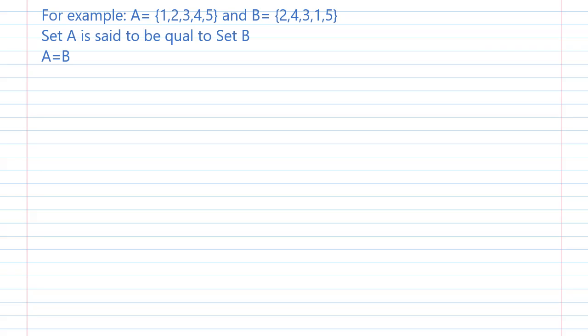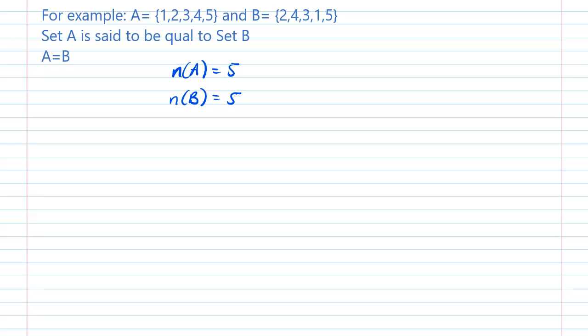Why is that the case? The reason is that you have the same number of elements, right? You have 5 elements in A, so let's write it this way: n(A), meaning the number of elements in A, equals 5. Likewise, the number of elements in B equals 5. And the elements are identical.